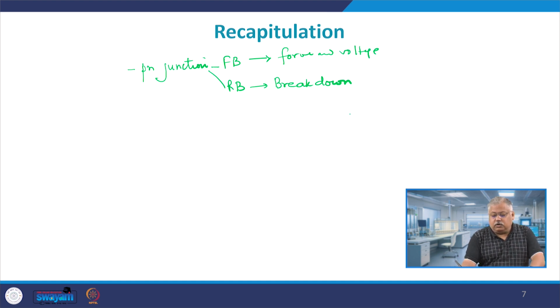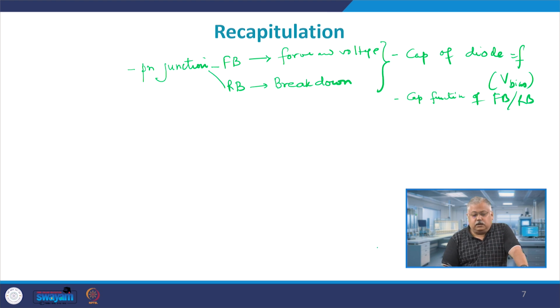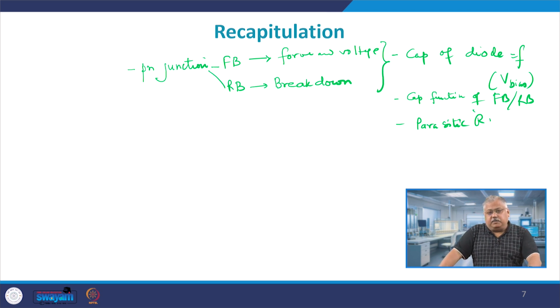Further, we found out that the capacitance of the diode is basically a function of the bias which you give, V bias, and in reverse bias the depletion thickness is larger and therefore the capacitance is smaller. This we have learned. So, capacitance is therefore a function of forward bias or reverse bias. We also learned that there is a parasitic resistance available, and this parasitic resistance is a function of many quantities which depend on the device quantities.